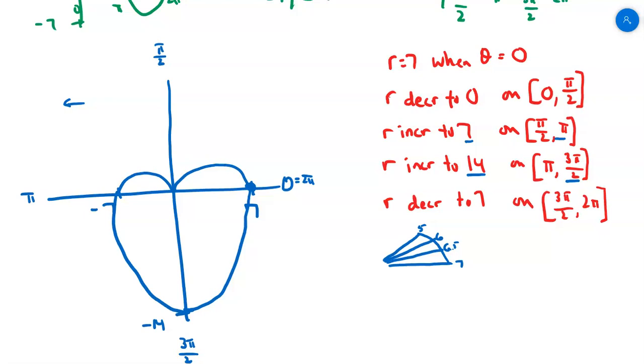Huh. Look what I made. Sort of lopsided because I'm drawing on a little tablet here, but it looks like a heart. And in fact, that's what it's called. Well, it's not really called a heart. It's called a cardioid.